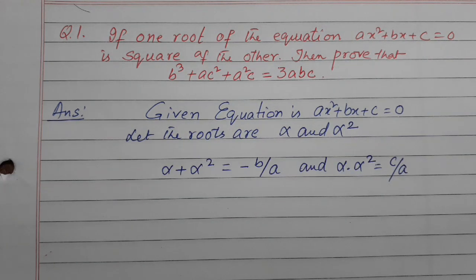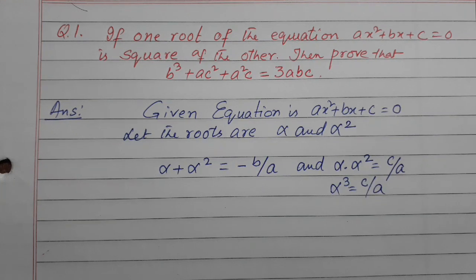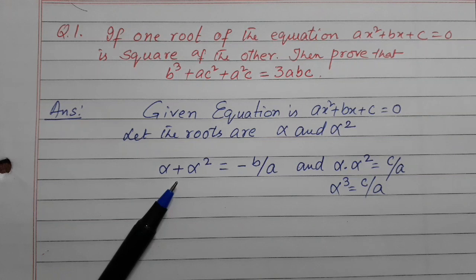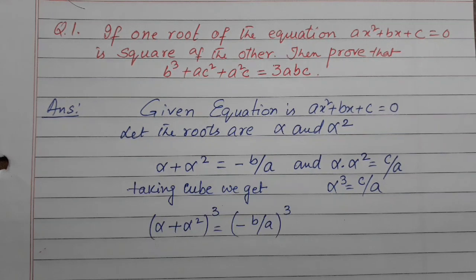Hence we can write that the sum of the roots, that is alpha plus alpha square, equals to minus b by a, and the product of the roots, that is alpha into alpha square, equals to c by a. That is, we can write alpha cube equals to c by a. Now let us take cube both the side of this equation, so we get alpha plus alpha square whole cube equals to minus b by a whole cube.